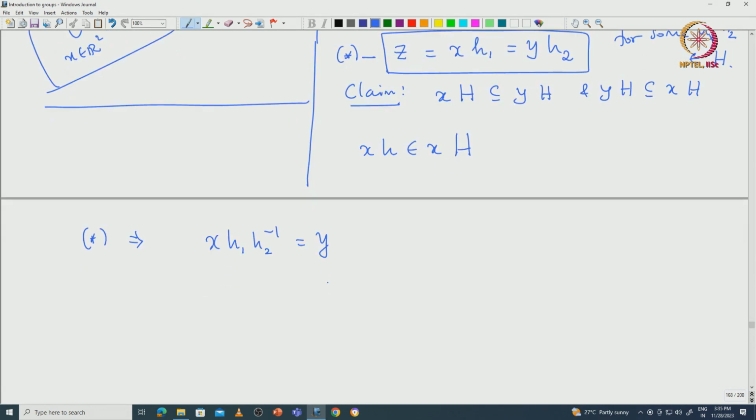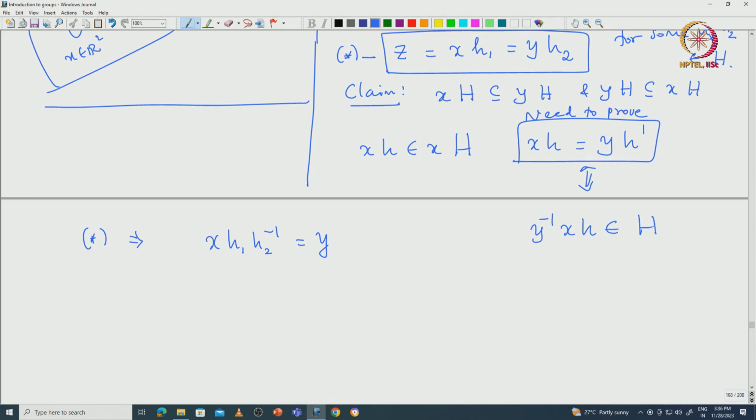Okay. So we want to say that this xH is the same as some yH. That amounts to saying, okay, this is what we need to prove. And that means this is the same as saying y inverse x is indeed inside capital H. Okay, so that is what we need to prove.